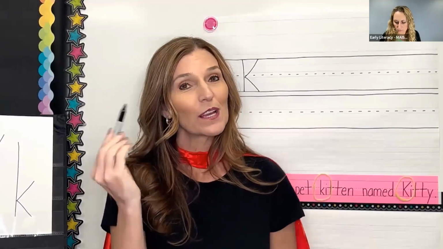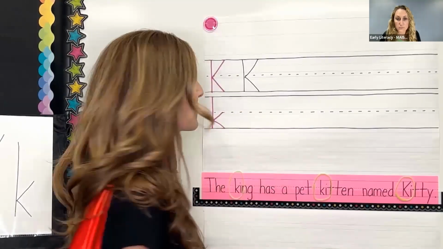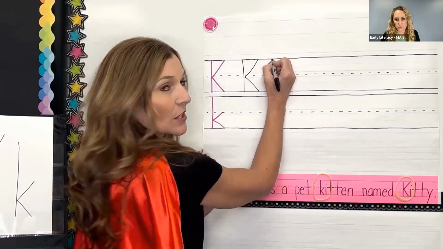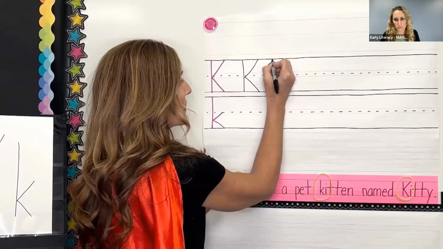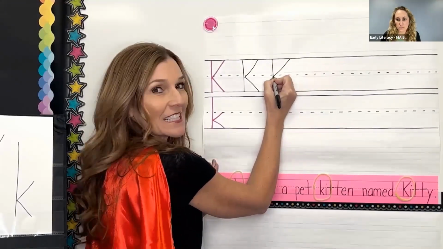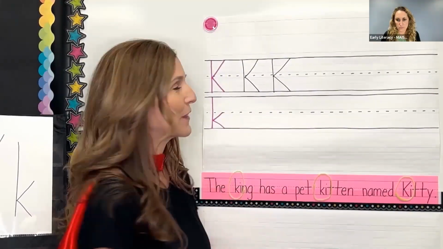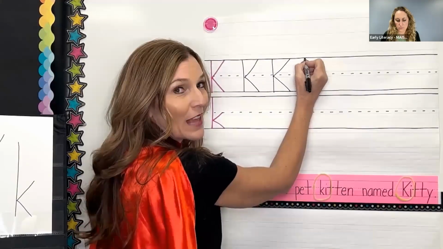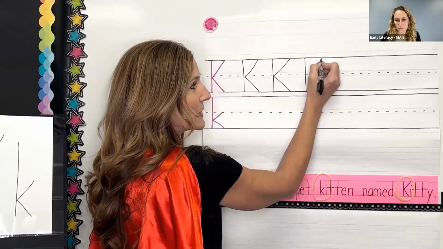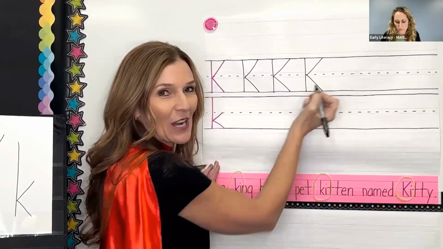Great. Now, let's get our pencil and let's write it together. Ready? Start at the top line of your paper. Pull down, back up to the top, slant in, slant out. Let's practice writing another one together. Top of the line, pull down, back up to the top, slant in, and you got it, slant out.